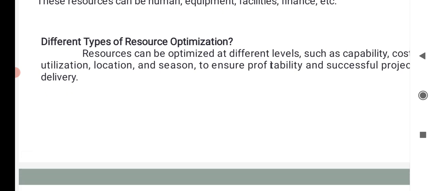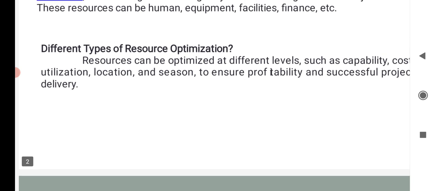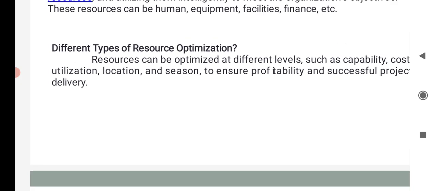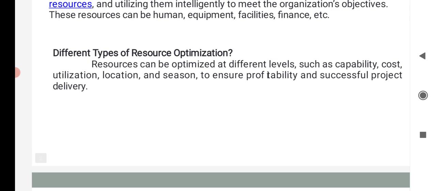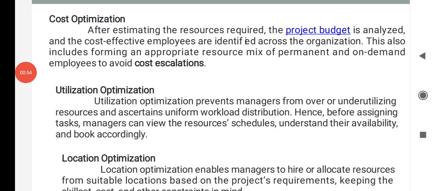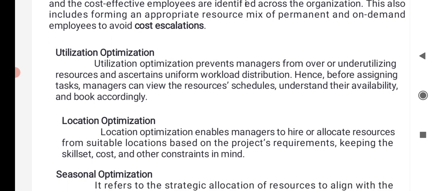Different types of resource optimization. Resources can be optimized at different levels such as cost, utilization, location and season to ensure profitability and successful project delivery. Cost optimization: after estimating the resources required, the project budget is analyzed and cost-effective employees are identified across the organization. This also includes forming an appropriate resource mix of permanent and on-demand employees to avoid extra cost.